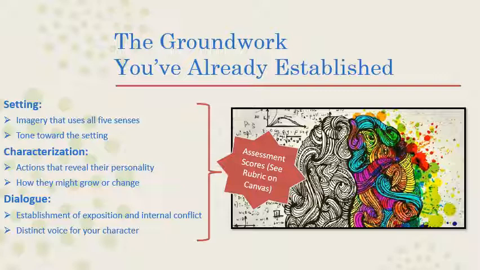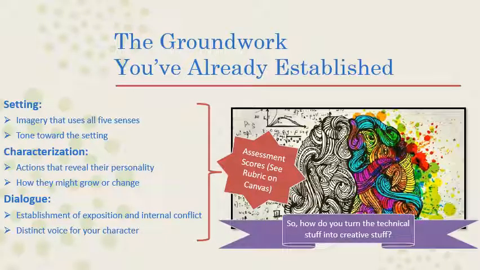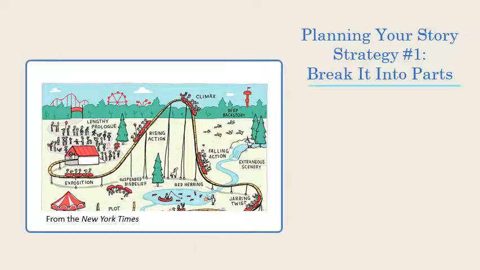Now let's talk about a few different things that you can do to kickstart your story, and turn it from the technical stuff into the creative stuff. So the first thing that I'm going to talk about is a planning strategy for your story. This would be, again, before you write, or if you've started writing but don't know where to go, you can plan a timeline for it. And you do that by breaking it into parts.